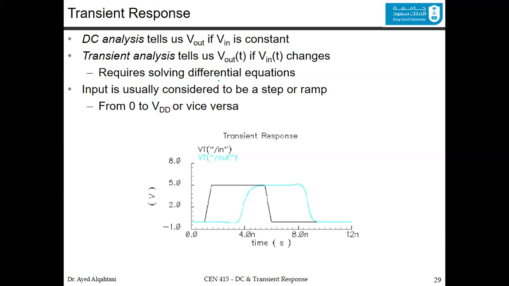And it requires solving differential equations. If you work in the time domain, you can switch to the frequency domain and turn the differentiation and integration into multiplication and division. But this is out of the scope of this class. However, the input is usually considered to be a step or a ramp. Now, if you study control courses or signals and systems courses, you know what we mean by step and ramp input. For example, the black waveform here is the input, and we have kind of a square waveform this way. And what happens to the output?